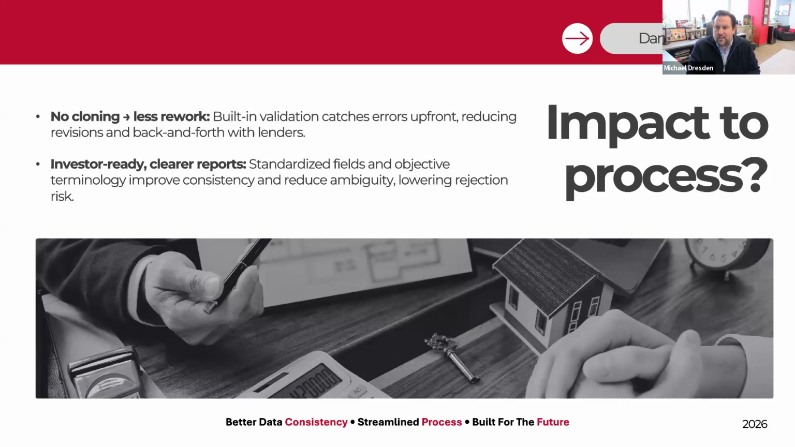It's going to eliminate things like cloning. Sometimes appraisers get a head start on the next report by cloning a previous report. You're not going to be able to do that anymore. But that's going to help. It's going to reduce errors. It's going to reduce revisions and some of that back and forth that we have as an AMC with an appraiser as well as a lender with the appraiser. The reports are going to be cleaner. They're going to be clear. They're going to be more ready for the investor. And we feel that's a really good thing.